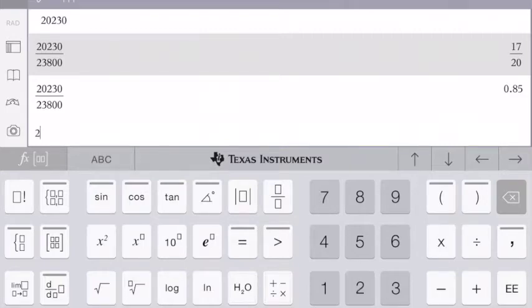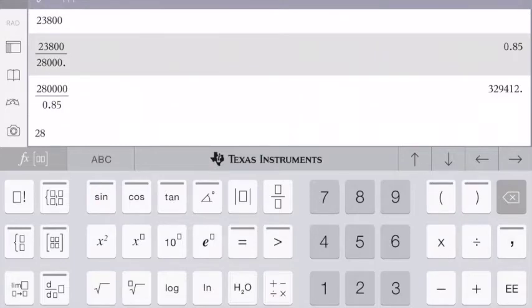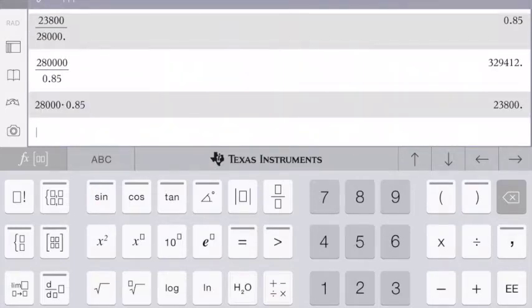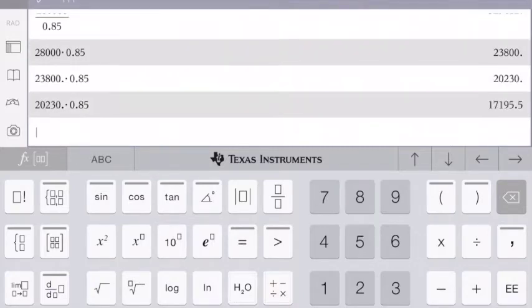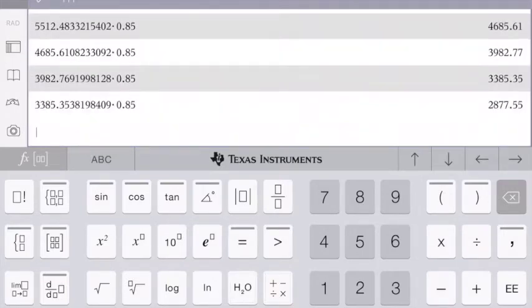Same thing, 23800 divided by 28000. There it is. So we know that if we multiply this 28,000 times 0.85, we'll get our next part, times 0.85. And we could keep hitting enter to get the next pieces, and we could even go further if we want. You see how the numbers are getting exponentially smaller?